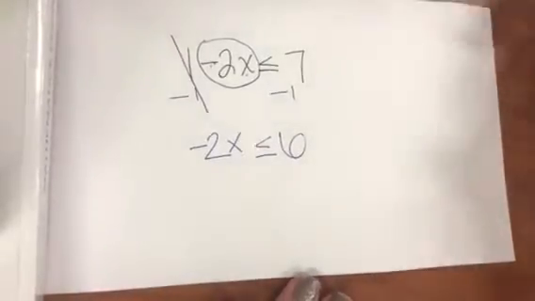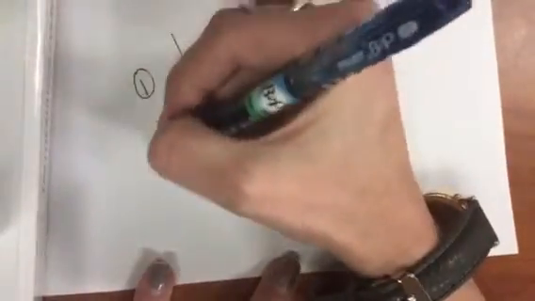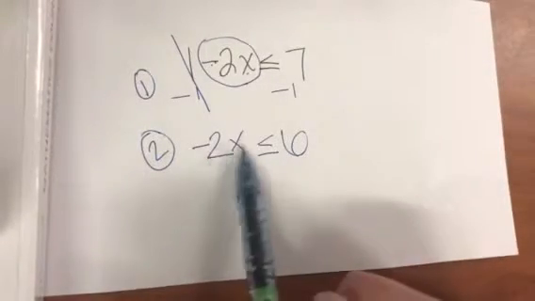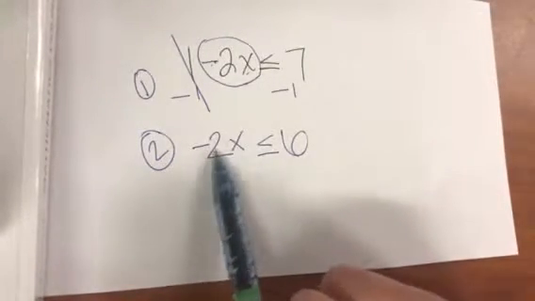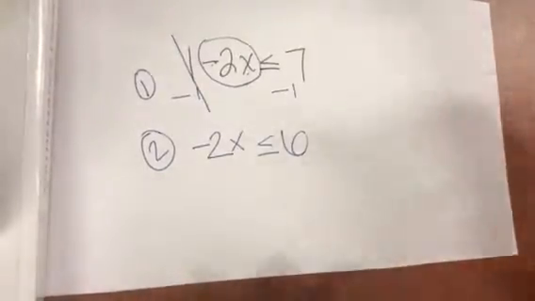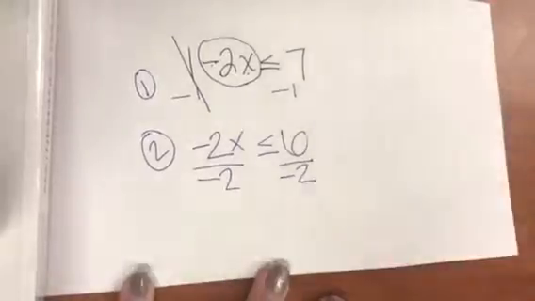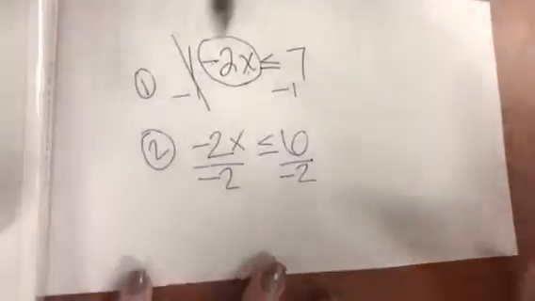We bring down the rest, our sign, and our other side of the equation. Now we're stuck with the second portion of the two steps. In this case, we're multiplying again. It's negative 2 times our variable. The opposite of multiplying would be to divide by it on both sides.